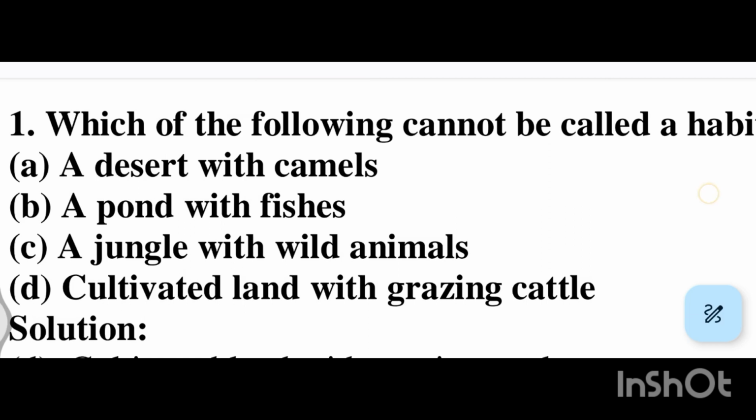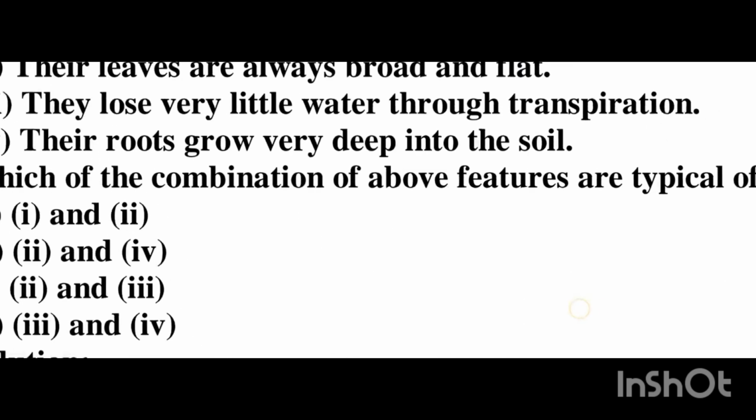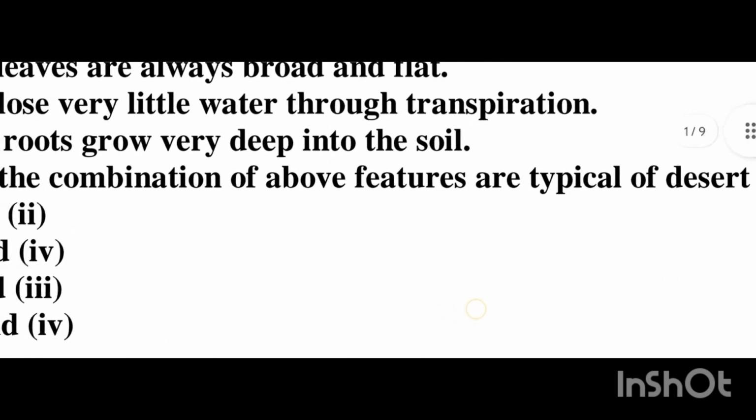Question number 2. Following are some features of plants. Features are, they lose lot of water through transpiration. Their leaves are always broad and flat. They lose very little water through transpiration. Their roots grow very deep into the soil. Which combination of the above features are typical of desert plants?